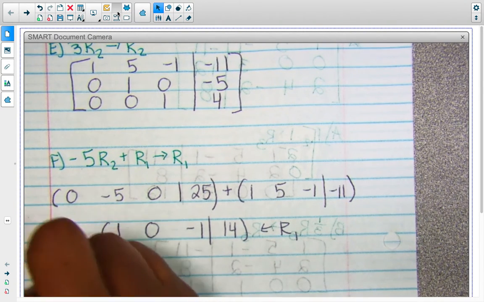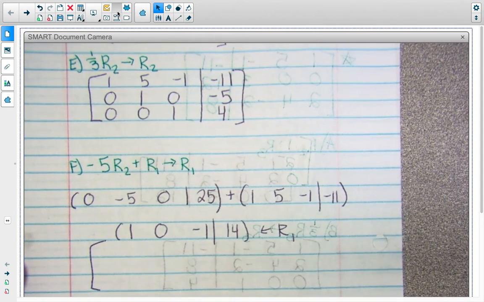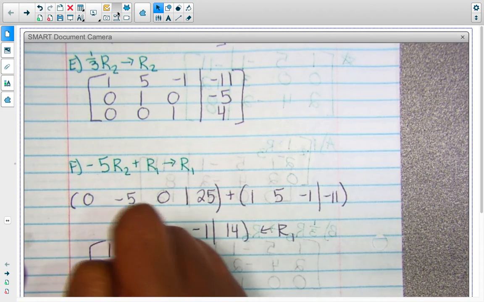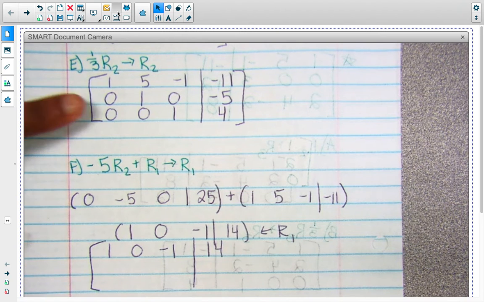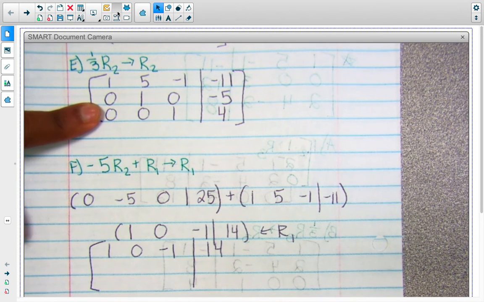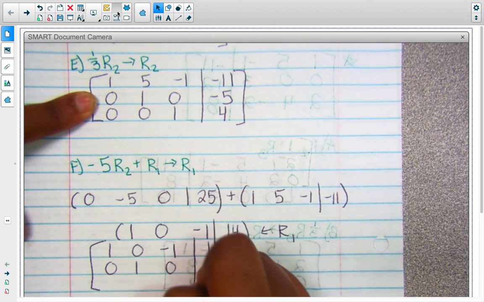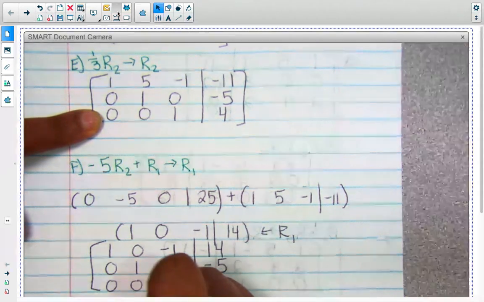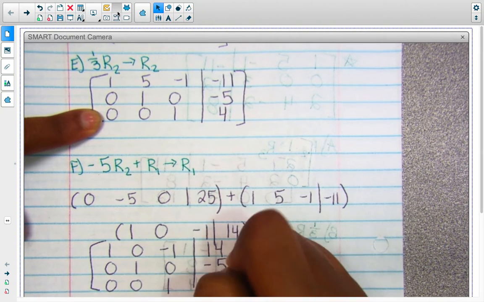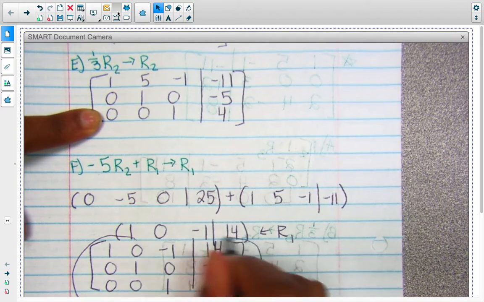So our final matrix. This is our new row 1: 1, 0, negative 1, 14. I did nothing with row 2 and nothing with row 3. So row 2 is 0, 1, 0, negative 5. And row 3 is 0, 0, 1, 4. So this is our final matrix.